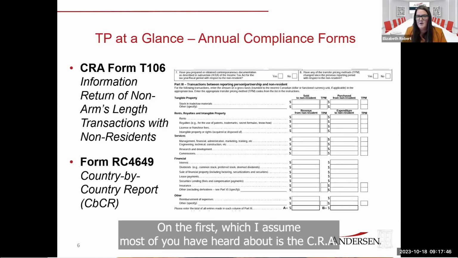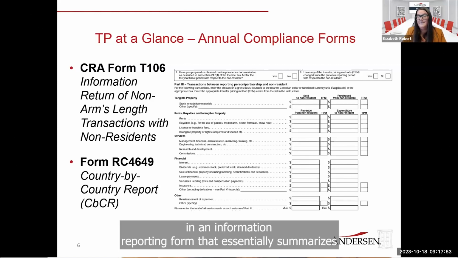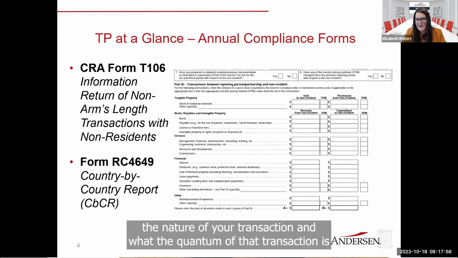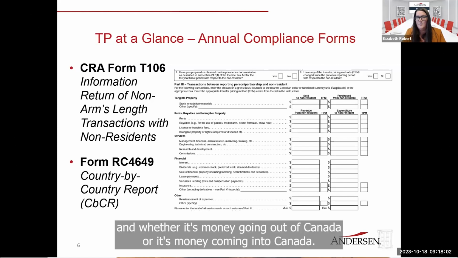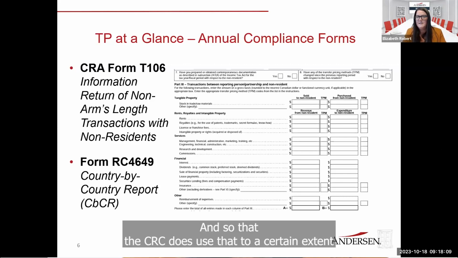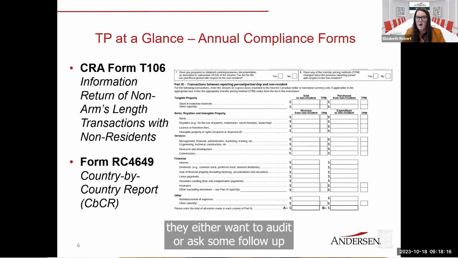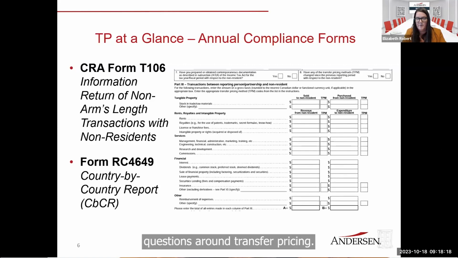The first, which I assume most of you have heard about, is the CRA form T106. That T106 is an information reporting form that essentially summarizes the nature of your transaction and the quantum of that transaction, and whether it's money going out of Canada or money coming into Canada. The CRA does use that to a certain extent as a screening tool when considering whether or not they want to audit or ask some follow-up questions around transfer pricing.